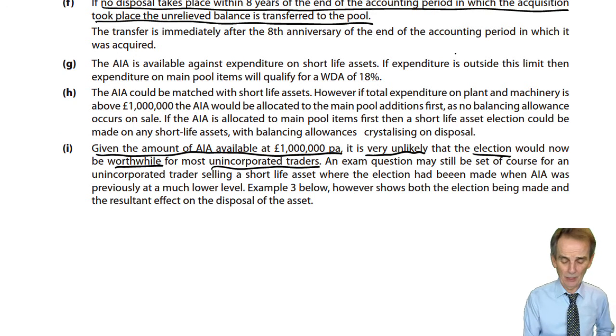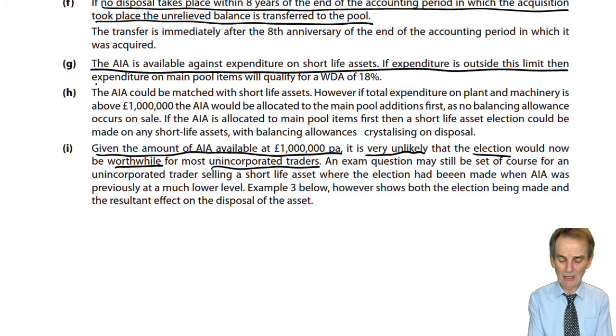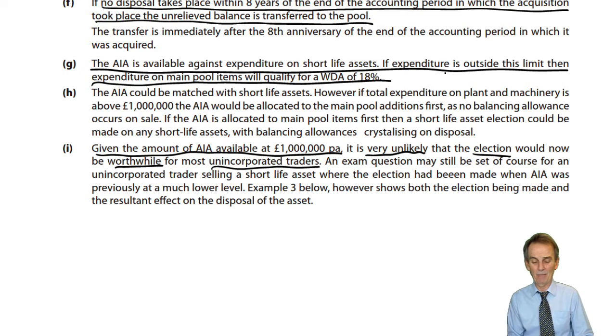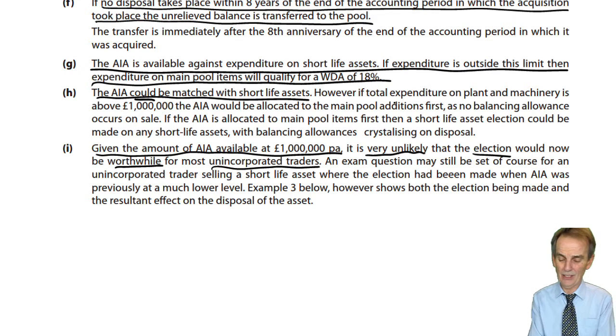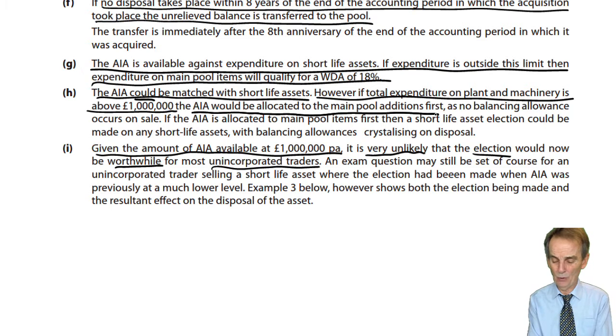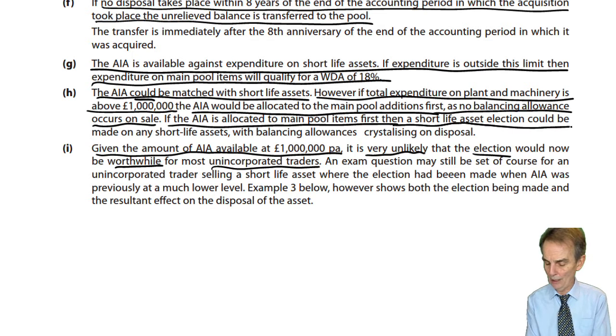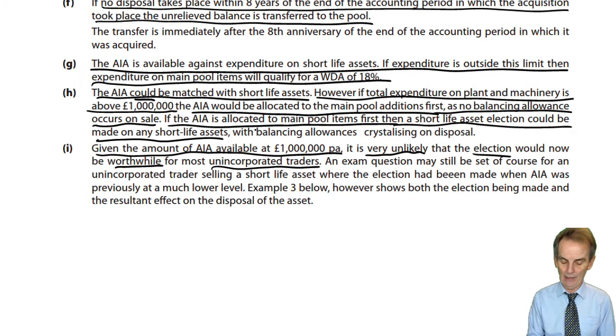We know, as we said, that it's main pool expenditure upon which AIA would be available. If expenditure is outside this limit, then the expenditure on the main pool items will qualify for a writing down allowance of 18%. The AIA could be matched with short life assets. However, if total expenditure on plant and machinery is above 1 million, as we have just been saying, the AIA would be allocated to the main pool additions first, as no balancing allowance occurs on sale. If the AIA is allocated to main pool items first, then a short life asset election could be made on any short life assets, again with balancing allowances crystallising on disposal.